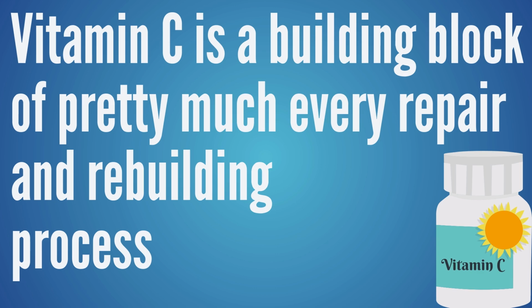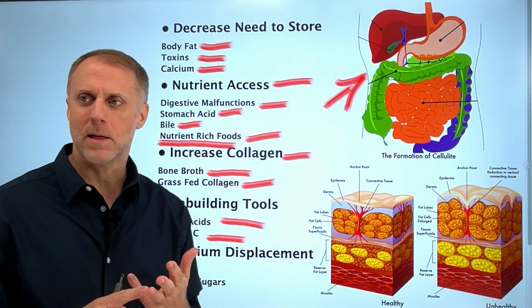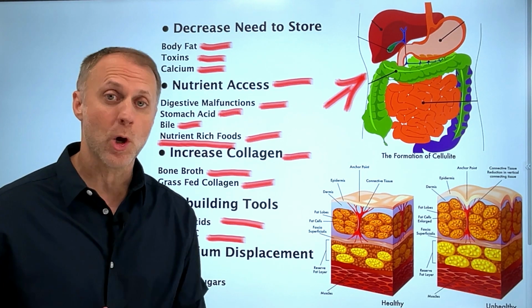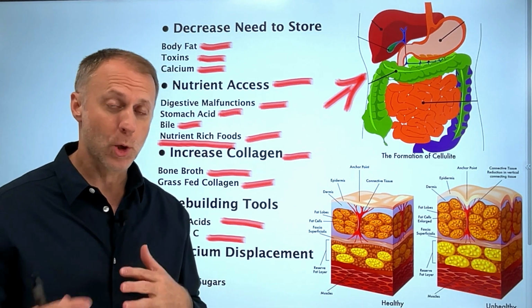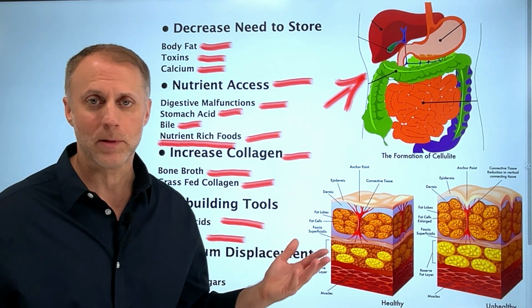And vitamin C is one of the building blocks of pretty much every repair and rebuilding process that the body does. And the problem is that humans and primates and guinea pigs are pretty much the only mammals that don't make their own vitamin C. So we really need to get it from the food that we're eating, and it's just not in our food like it used to be.